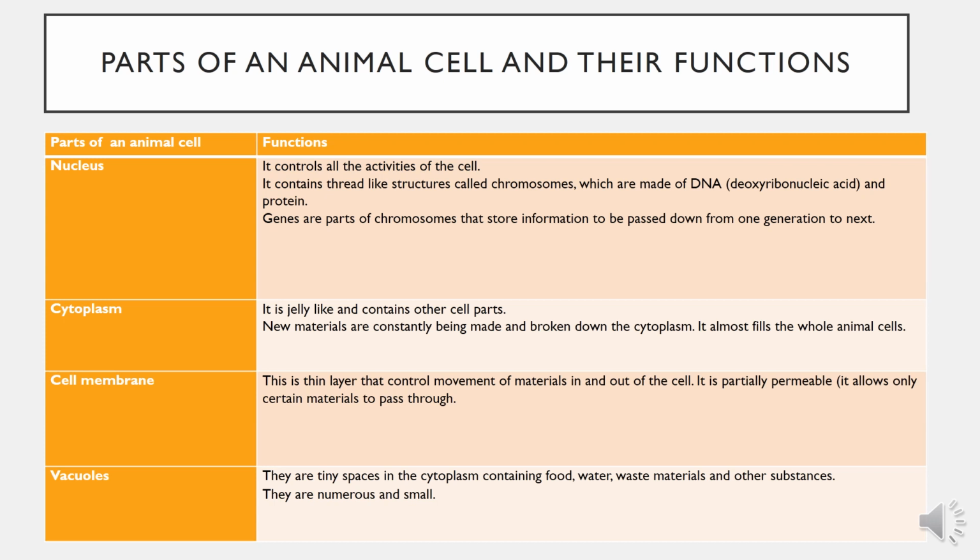Cytoplasm, it is jelly-like and contains other cell parts. New materials are constantly being made and broken down in the cytoplasm. It almost fills the whole animal cell. Cell membrane, this is a thin layer that controls movement of materials in and out of the cell. It is partially permeable, means it allows only certain materials to pass through. Vacuoles, they are tiny spaces in the cytoplasm containing food, water, waste material and other substances. They are numerous and small.